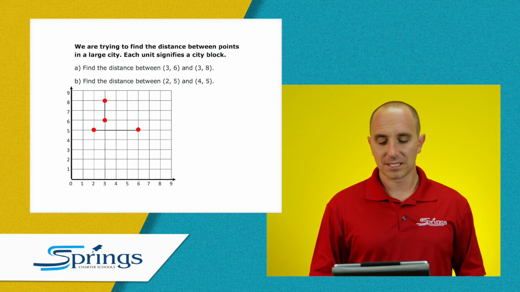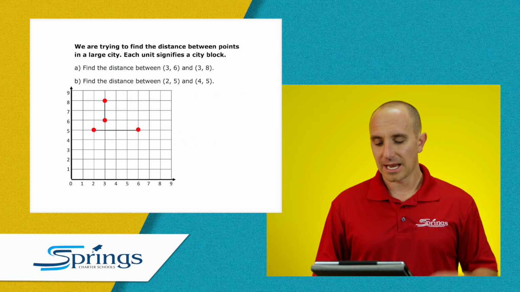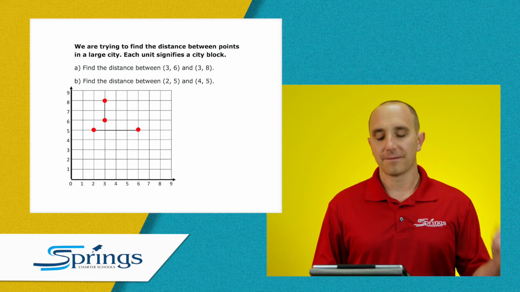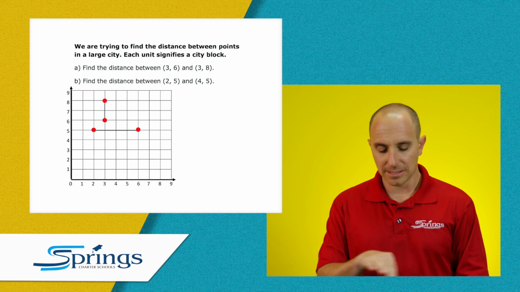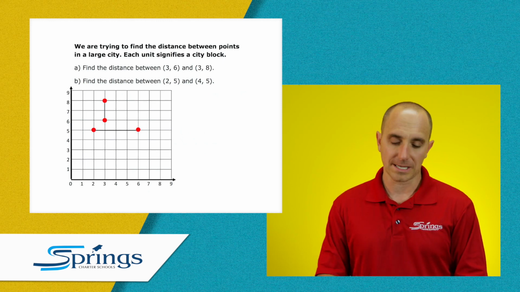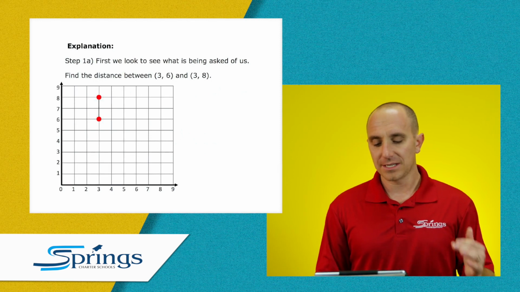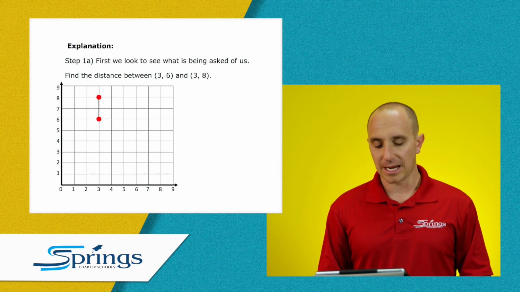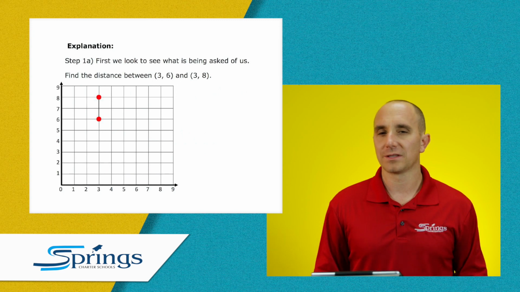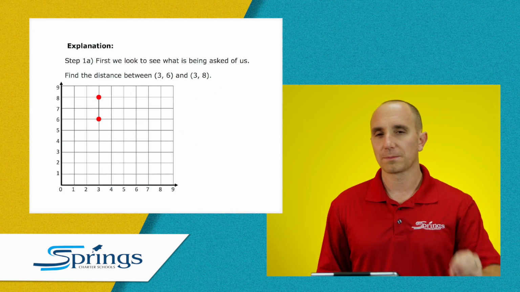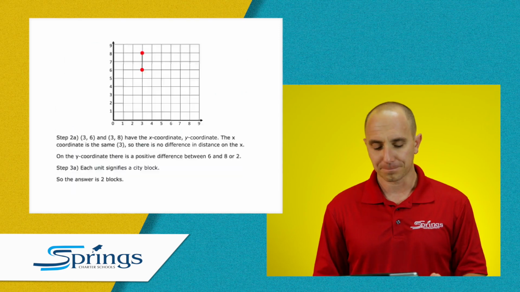So we're going to find the distance between 3, 6 and 3, 8, and then we're going to find the distance between 2, 5 and 4, 5. You can see them right here, and we're going to do it one at a time. Let's first look at what we're being asked. We're going to find the distance between 3, 6 and 3, 8. Hopefully you're looking at it visually and thinking, I think I already know the distance just based on seeing those two points plotted, but let's dive in.